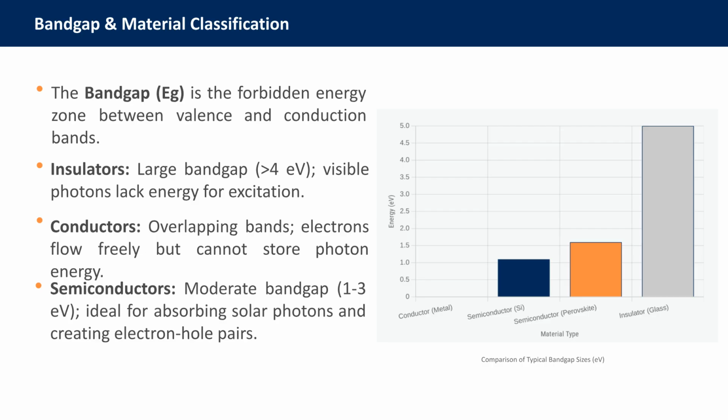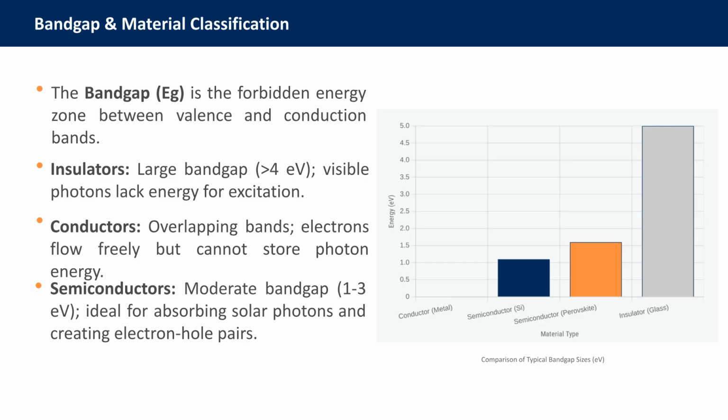The defining characteristic of any solid material is the gap between the top of the valence band and the bottom of the conduction band. This region is a forbidden energy zone, where no electron states can exist. We call this the band gap. The size of the band gap determines whether a material is an insulator, a conductor, or a semiconductor. In insulators, the band gap is massive, often greater than 4 or 5 electron volts.